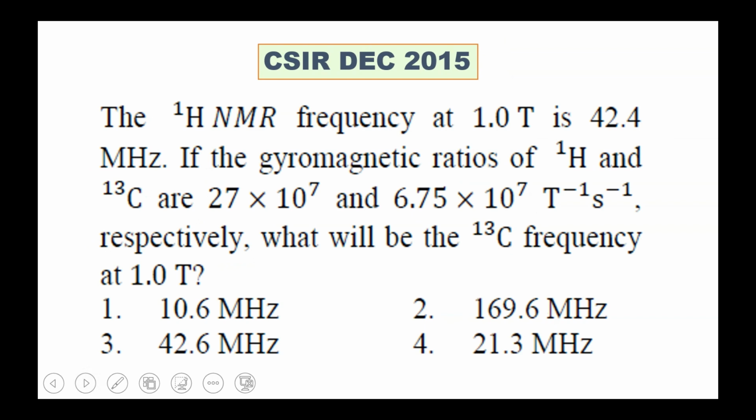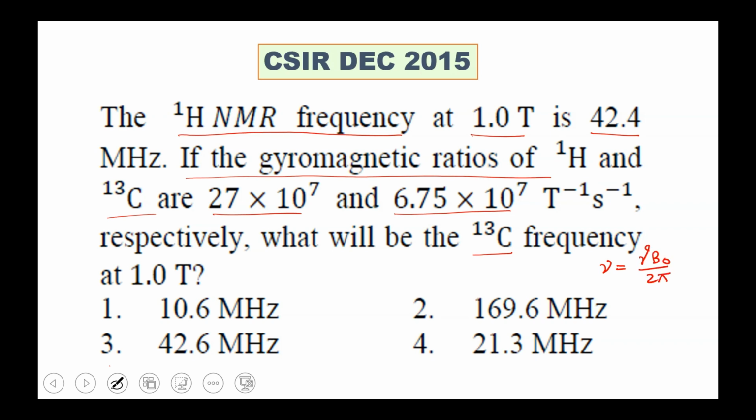Next question. The proton NMR frequency at 1 Tesla is 42.4. The gyromagnetic ratios of proton and carbon are 27 and 6.75 times 10 to the power 7. What will be the C13 frequency at 1 Tesla? We know that the frequency is equal to gamma B0 by 2 pi.